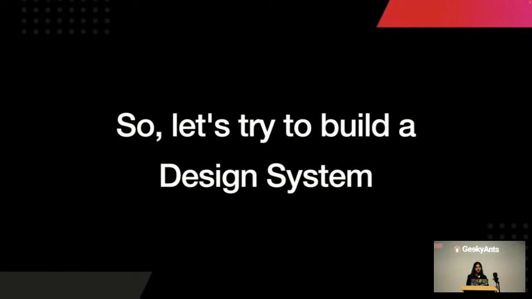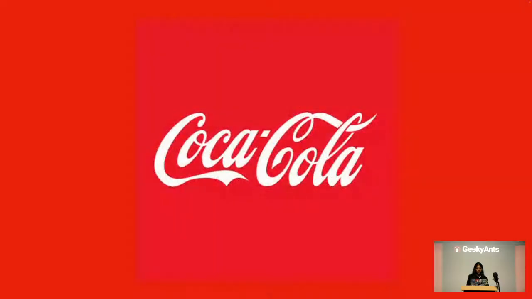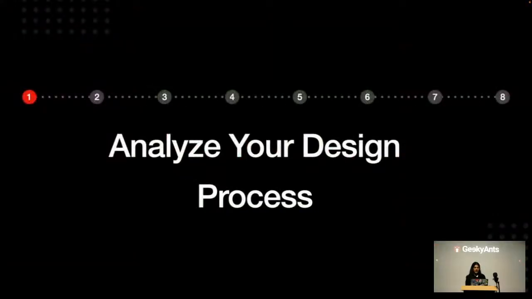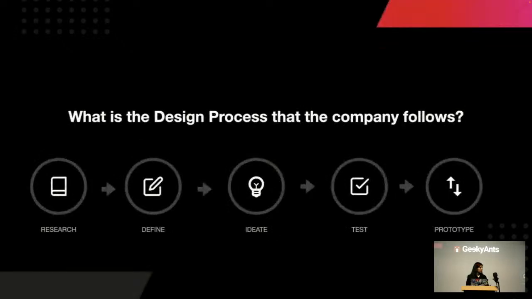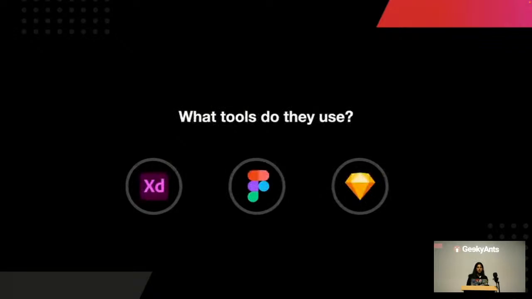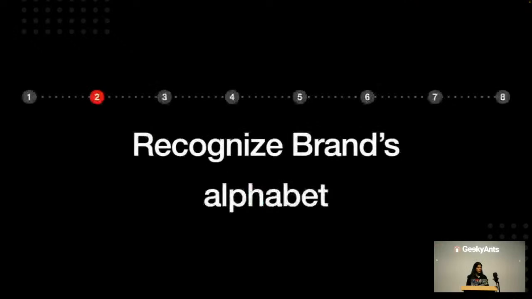To try and understand this process better, we'll take an example of a brand. We'll take Coca-Cola. We'll make some assumptions about this brand and its design processes. So by the end of this talk, we might make a little documentation around it. The first step is analyzing the design process. There are a few questions that we need to ask, like what design system does the company already follow, what tools do they use. I'm not sure about what Coca-Cola uses, but let's just assume that they use Figma and go ahead with the next step.